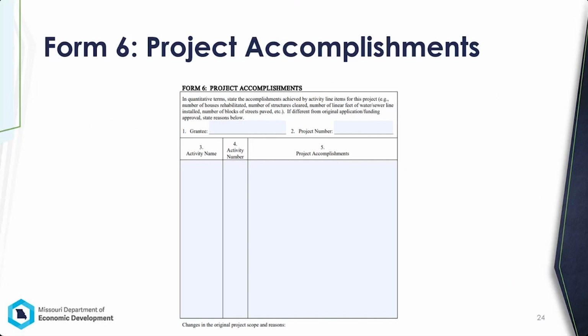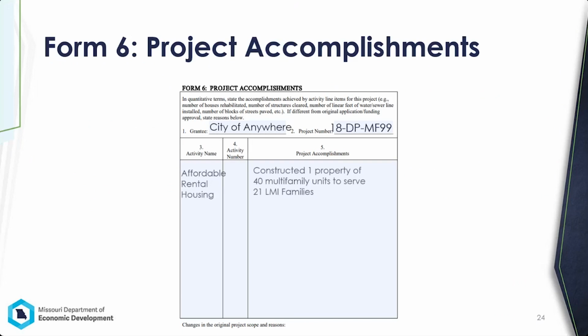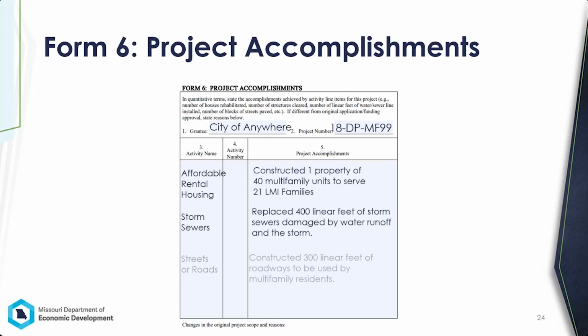This is what the form looks like. We've got City of Anywhere with the project number there. Our construction activities were obviously our multifamily housing, our storm sewers, and our streets and roads. Don't include administration or engineering design, anything like that, other professional services.